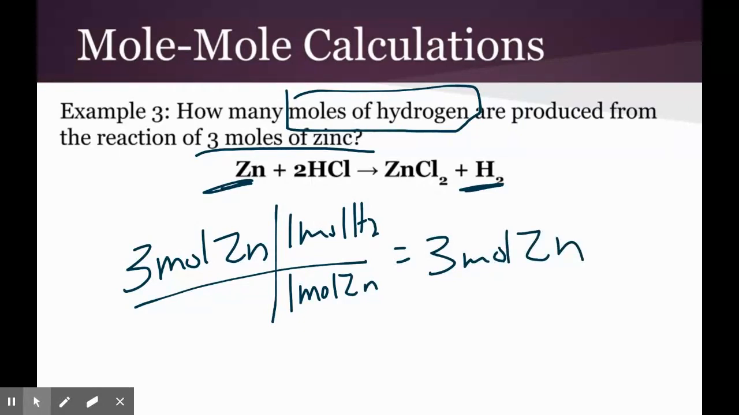Now, it's likely that your answers as we get further into this will not be whole numbers. For simplicity's sake, we're starting off with whole numbers, but moles will often be a decimal. You have practice problems on the next page of your packet. Go ahead and work on those and let me know if you need help.